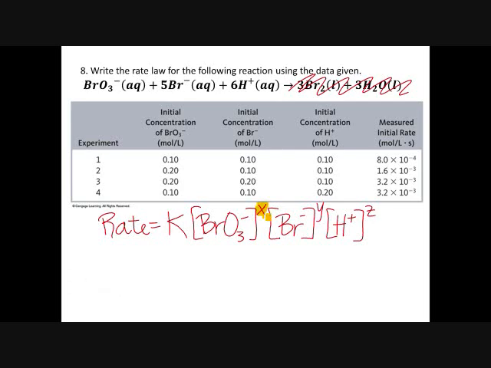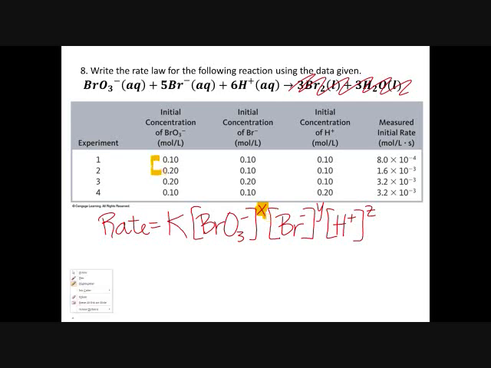Now, when solving for the exponent on a reactant, you need to make sure that that reactant's concentration changes when you pick the 2 experiments, but the other reactants involved stay constant, okay? So for X, we are going to use experiments 1 and 2.